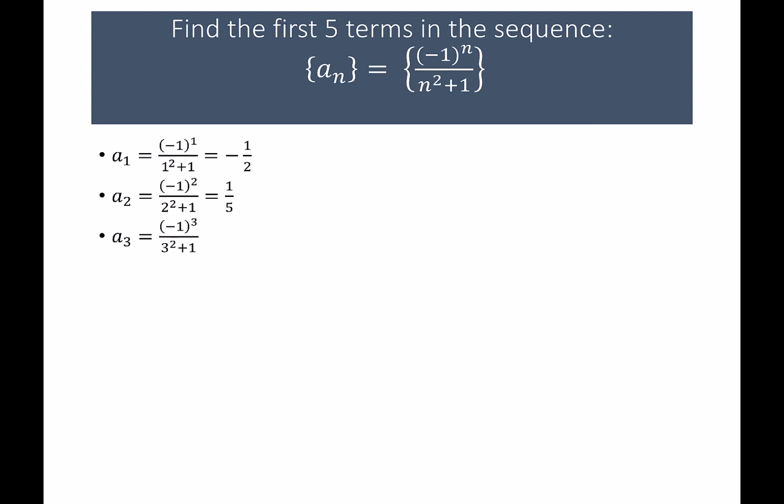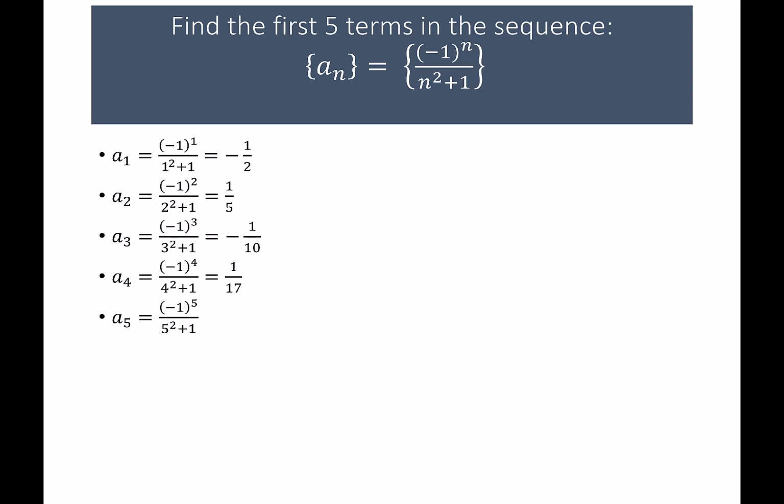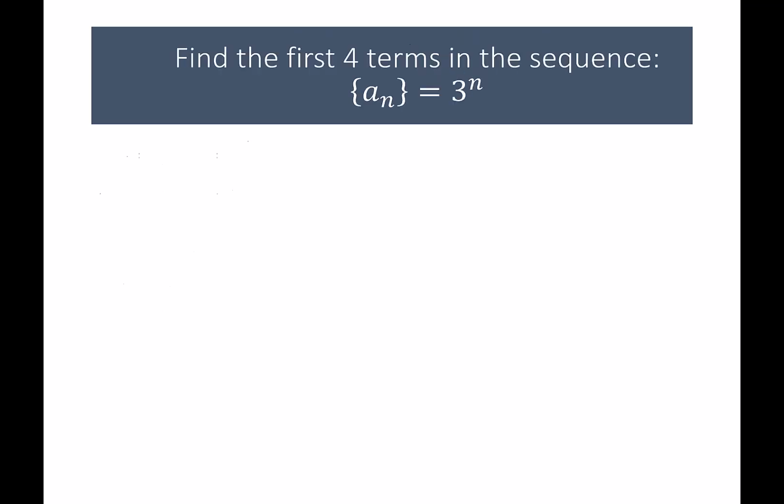a sub 3 will be negative 1 cubed over 3 squared plus 1. Because I have negative 1 to an odd exponent, I'll have a negative 1 in the numerator. Then 3 squared plus 1 will be 10 in the denominator. So when we move on to a sub 4, where 4 is even, we're going to have negative 1 to the 4th, which is positive 1, over 4 squared plus 1, which is 17. Then a sub 5 is negative 1 to the 5th over 5 squared plus 1. The odd number 5 will give us a negative 1 in the numerator, then 5 squared plus 1 gives us 26 in the denominator.